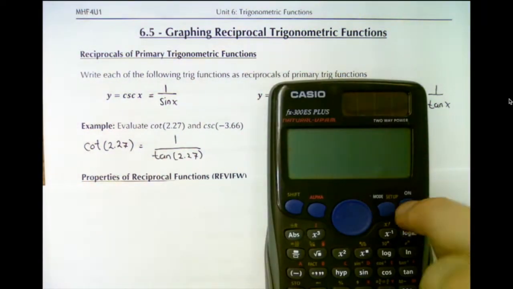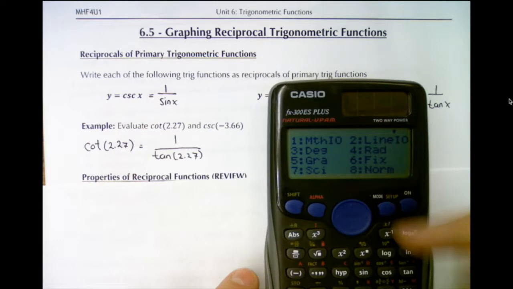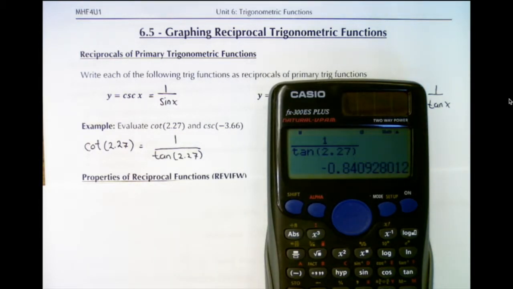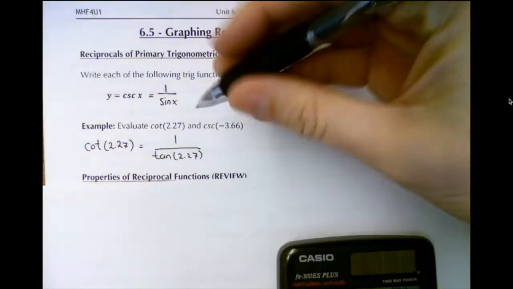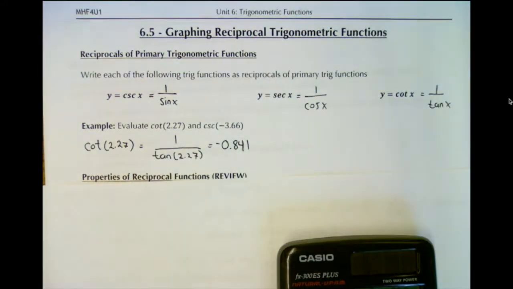And if our calculator is in radians, we can evaluate it directly. My calculator is not in radians, so I'm going to change it. I forget how to change this one. Let's see, shift mode, there we are, 4 radians. Perfect. Now I'm in radians, and if I want to evaluate cotan 2.27, I would do 1 divided by tan 2.27. And I would get negative 0.841. And that's how we can evaluate.